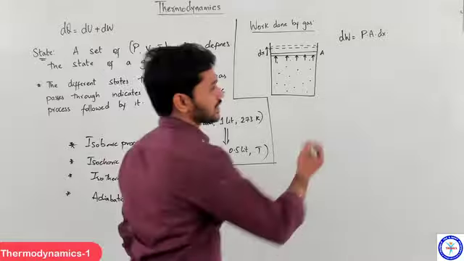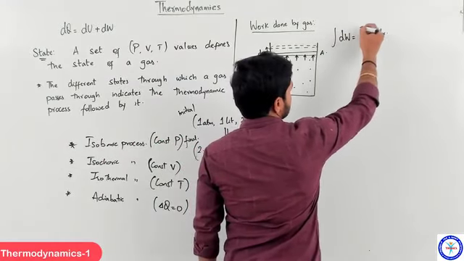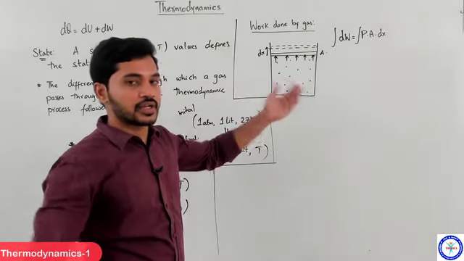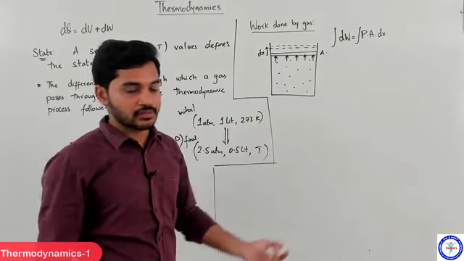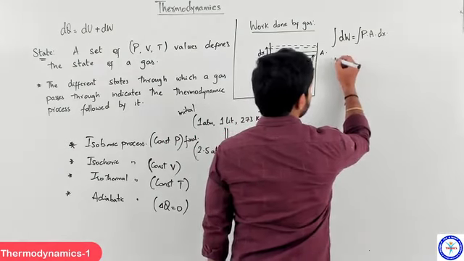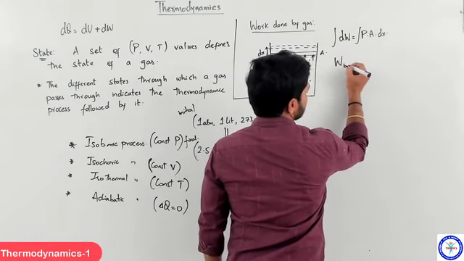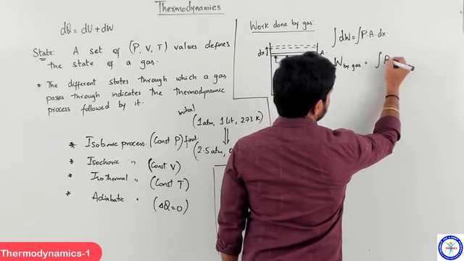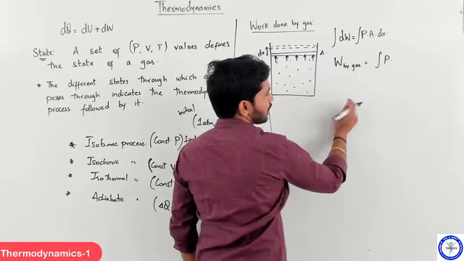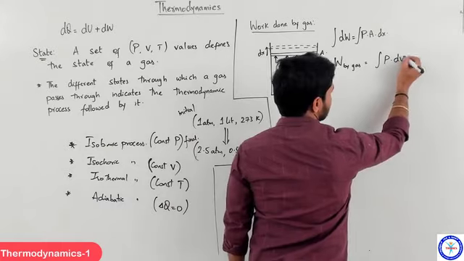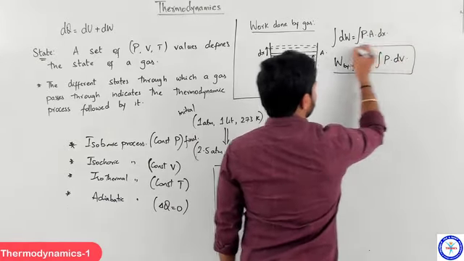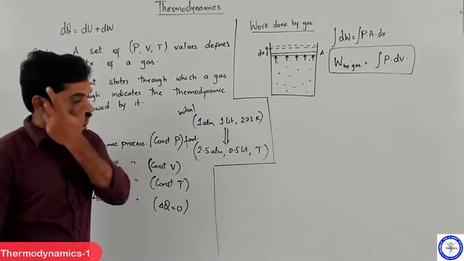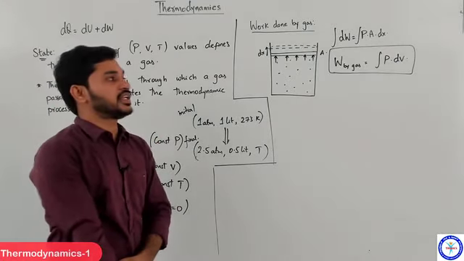Now when I integrate this expression, as the gas expands from some initial volume to final volume, you can find the total work done by the gas. So the final expression for work done by the gas is equal to integral of P into A dx, and A dx is nothing but dV, right? So a very important expression this is. Work done by a gas is equal to integral P dV.